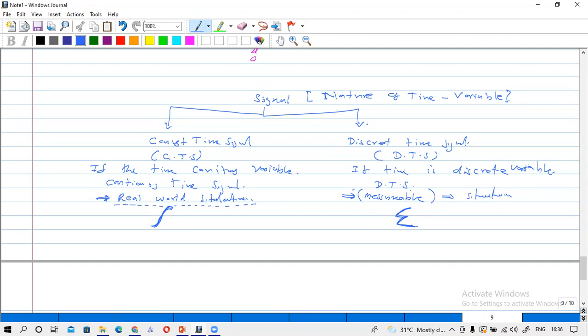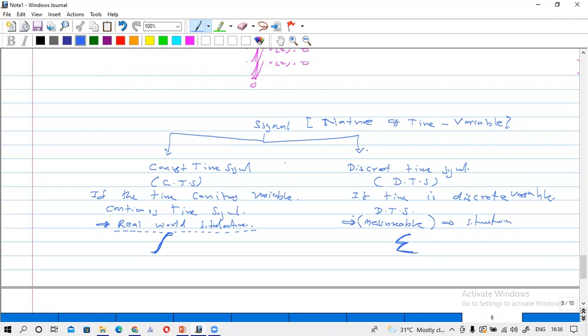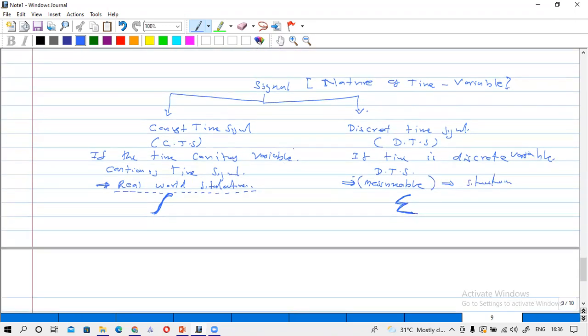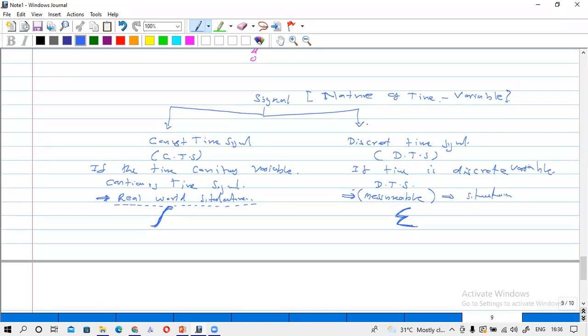So do you understand this classification? It is based on the nature of the time variable. If the time is continuous, we call it a continuous time signal. If the time is discrete, we call it a discrete time signal.